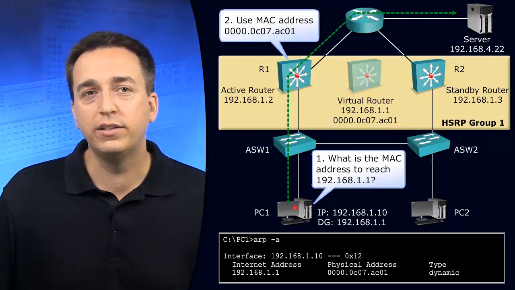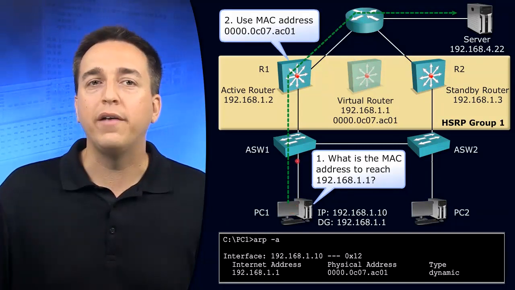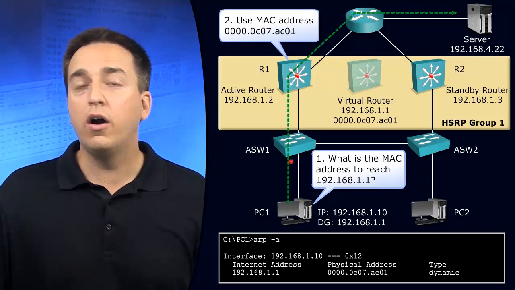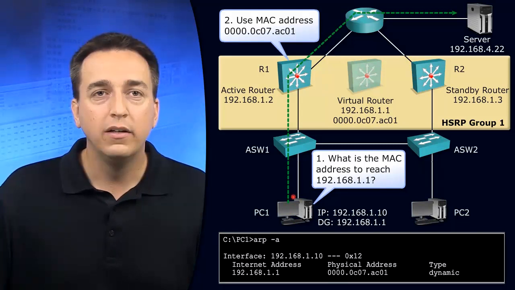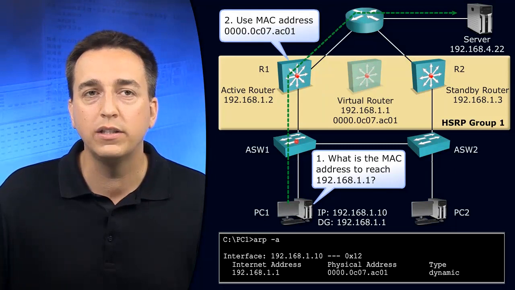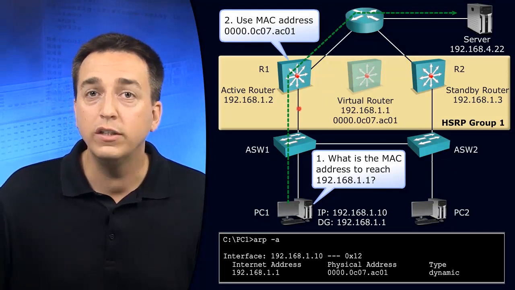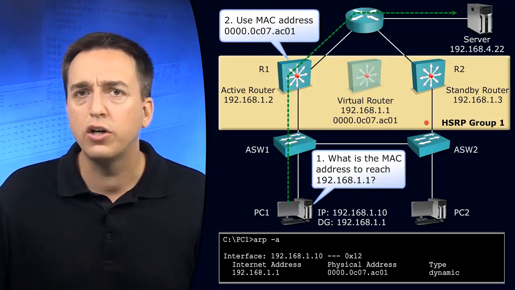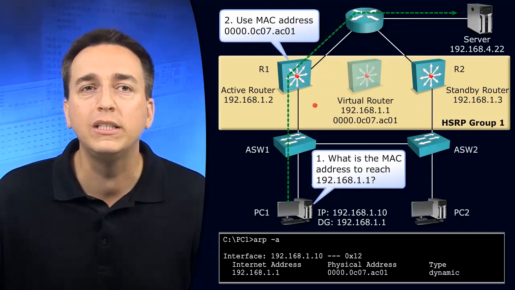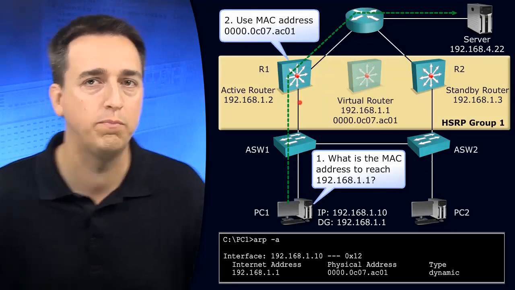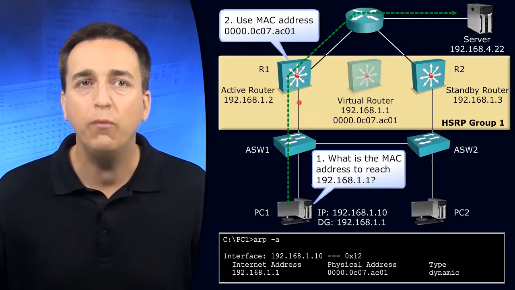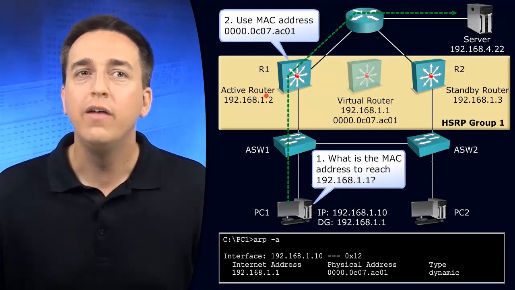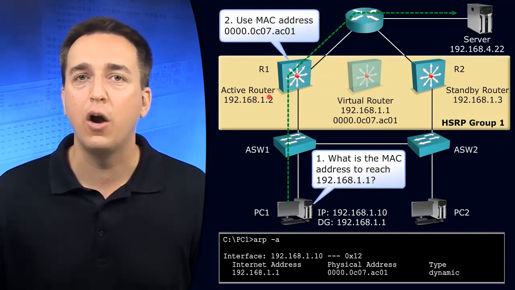So the client sends the ARP request. And remember, our ARP request is broadcasted. So it's flooded out all ports on ASW1. R1's going to receive it as well as R2. But who responds to that ARP request? We don't want both devices responding to the ARP request, just one. It will be the active router that responds to that ARP request.